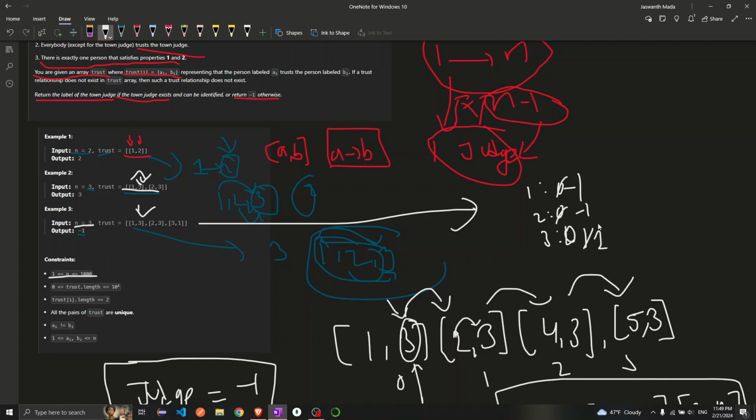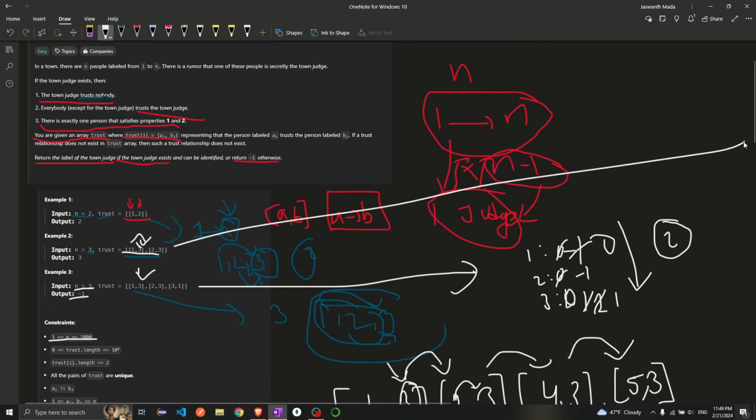And here 3 is trusting 1, right? So I'm reducing 1 from 3 because he cannot be a judge, and I'm increasing 1, so 1 will become 0. So I'll traverse through this map again and I'll see who has two trust points, right? Basically, none of them has two trust points. So I'll return minus 1.